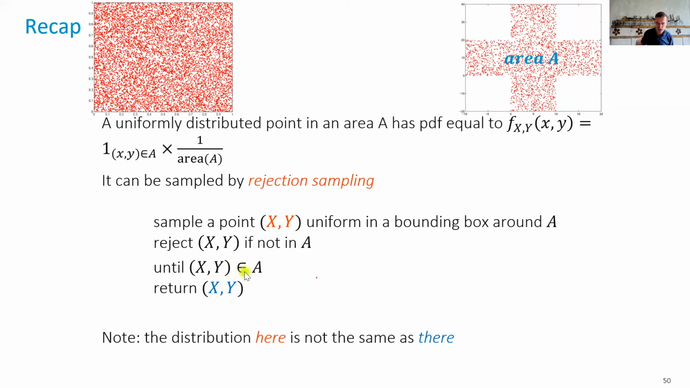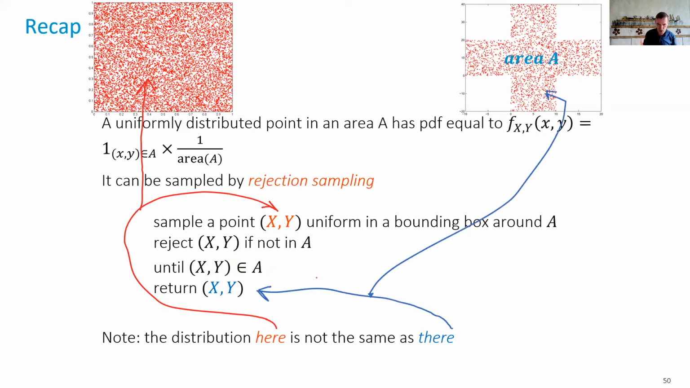But the key thing, and that's what probability is about, is that the distribution of what we have at the end of our filtering, of the selection here, is not the same as the initial distribution. In fact, that's visually very clear here. What I have for the original distribution is uniform in the bounding box. What I have at the end is uniform in area A. So that is what rejection sampling will provide.